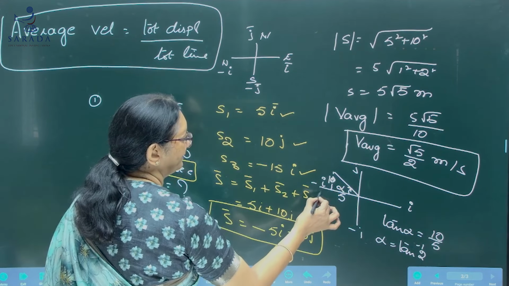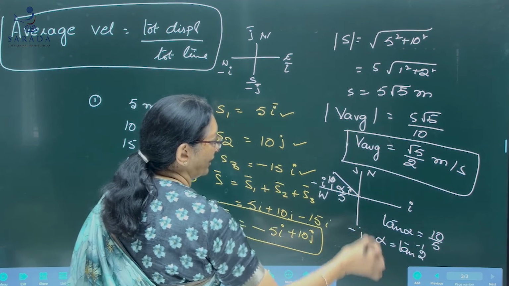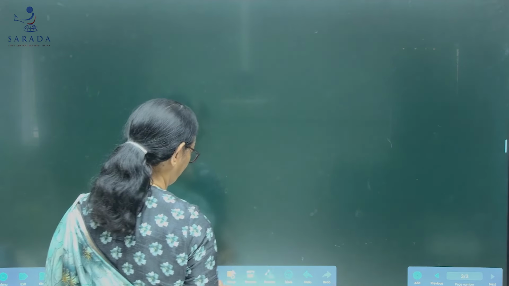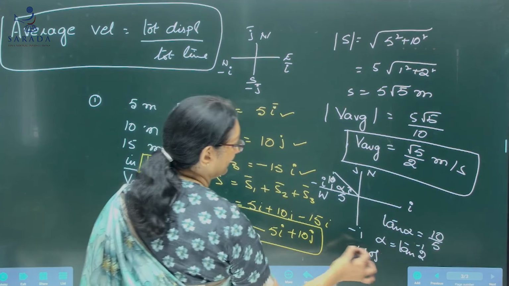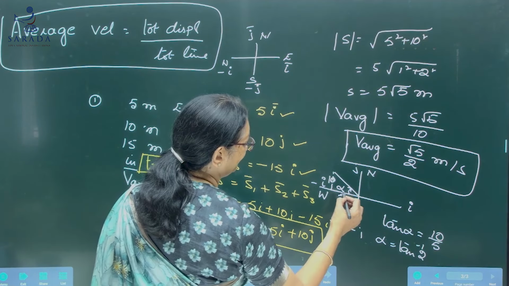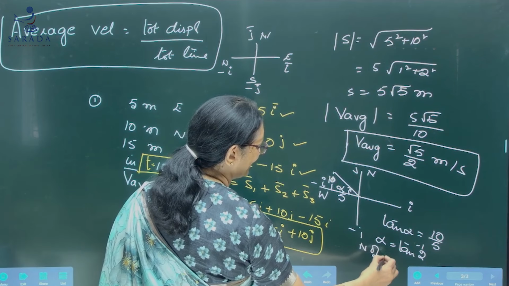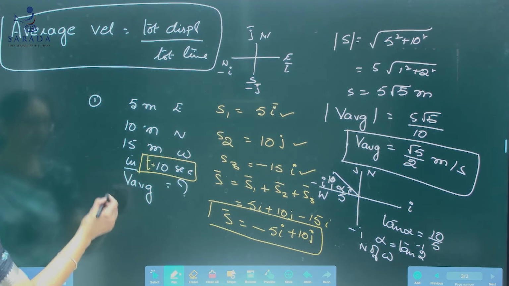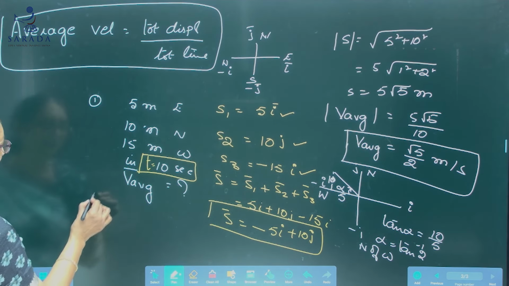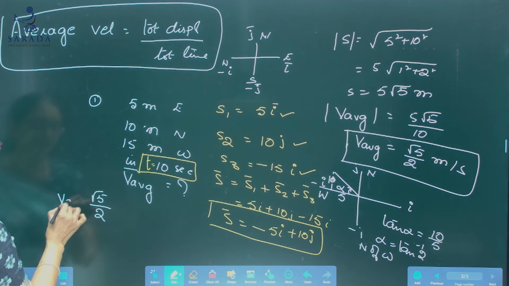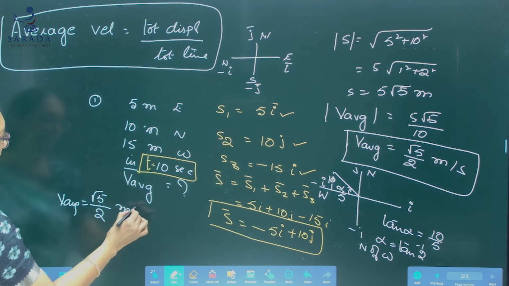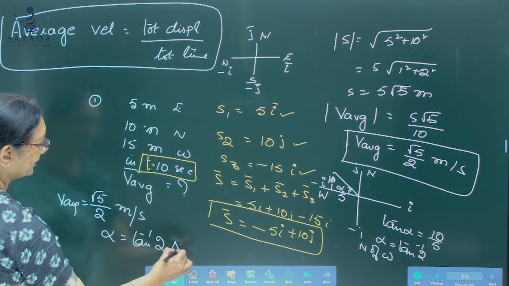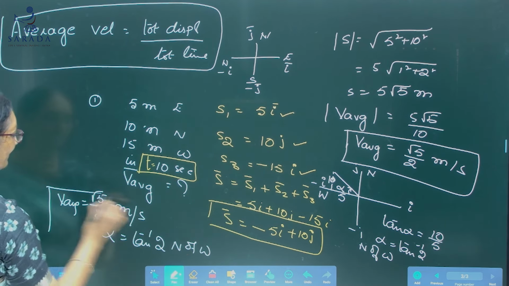This is west and this is north. Look here. It is tan inverse 2 north of west. That is the answer. So, as per the data given, V average is equal to root 5 by 2 meter per second at an angle tan inverse 2 north of west. That is the complete problem.